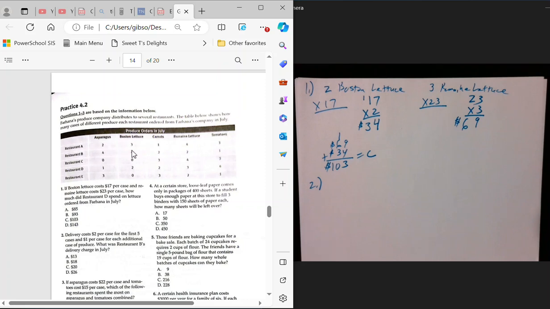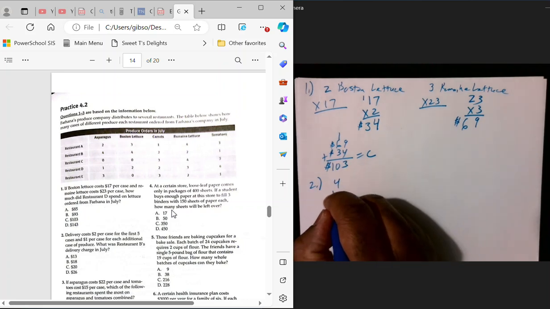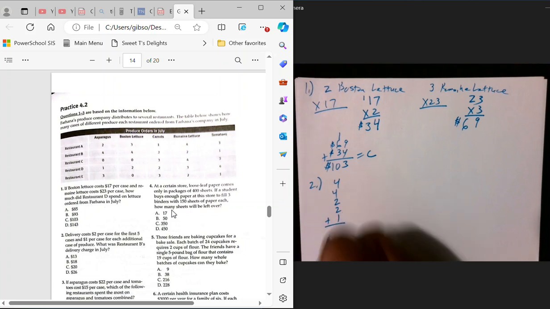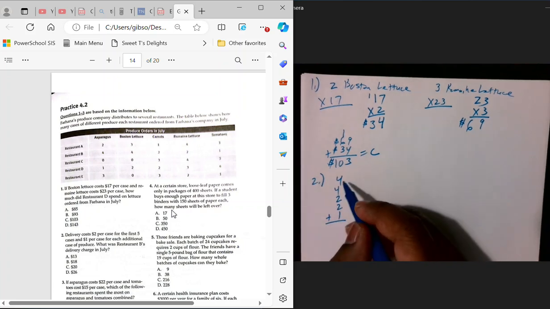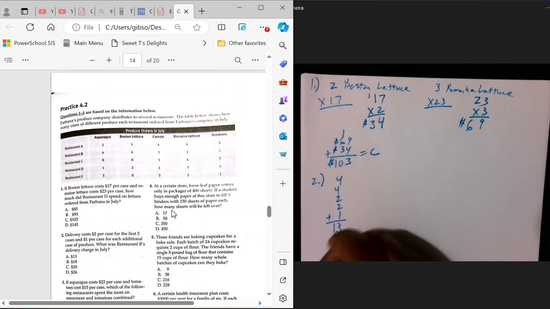So we look here at Restaurant B. The first thing we would need to do is add up all of the produce they have here, so we have the total amount of produce they had to have shipped. So we'll take 4, 4, 2, 2, and 1, and we would add all of these up. 4 plus 4 is 8, plus 2 is 10, plus 2 is 12, plus 1 is 13.